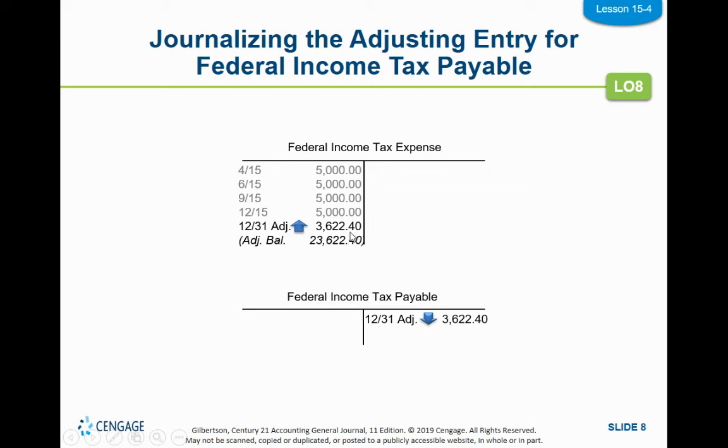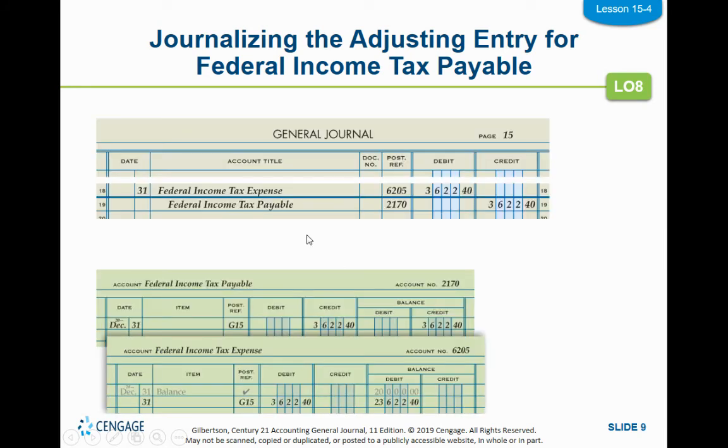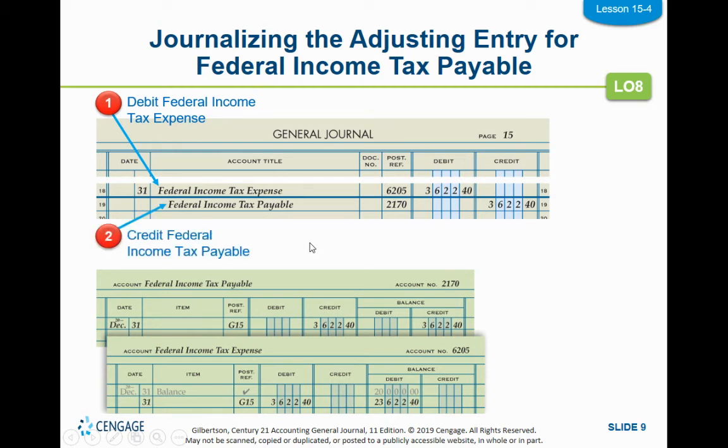Expenses have debit balances. So to add that in, we have to debit it. And then we're going to credit the federal income tax payable account, which is a liability account. So we're going to add that into that liability account. So here's your adjustment. Federal income tax expense, debit. Federal income tax payable, credit. Then you're going to post those. And that brings that federal income tax expense up to what it's supposed to be.